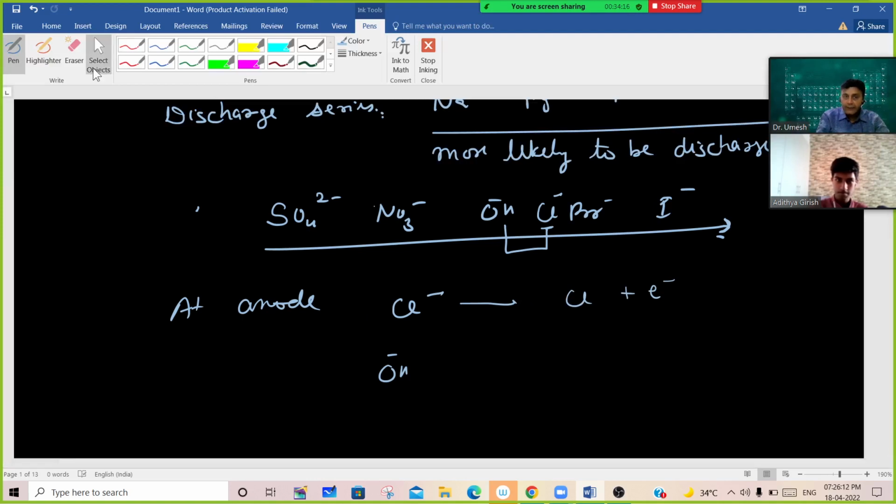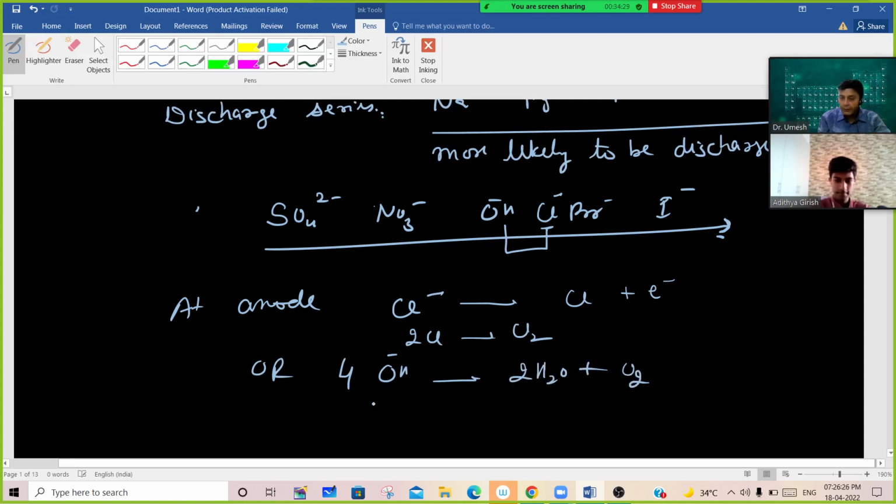If chloride gets discharged, then two such chlorine atoms will give you Cl2. Or the 4 OH ions will give you two water molecules plus oxygen, minus 4 electrons. It will give you oxygen. But only one of the two will take place, the one which is more likely to be discharged. You can see the chlorine has more tendency to get discharged. So the chlorine will be liberated, but not the oxygen. Getting my point?